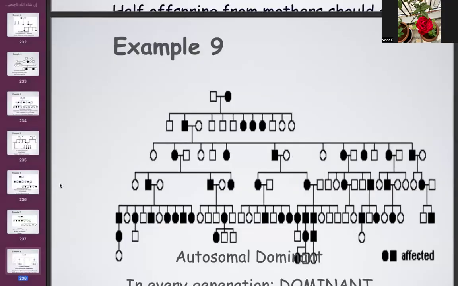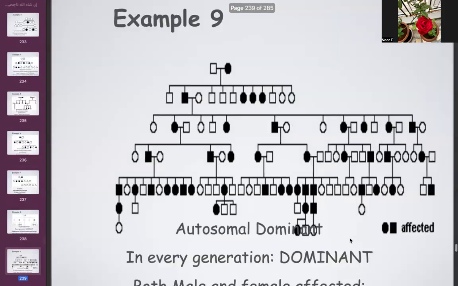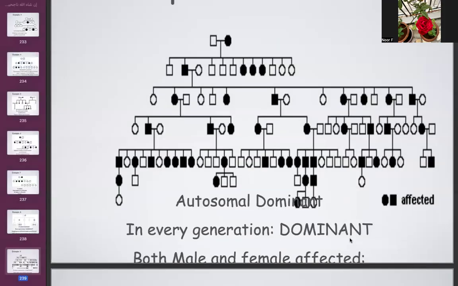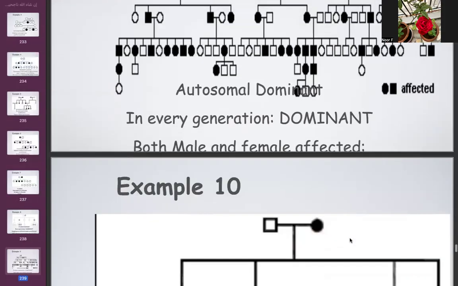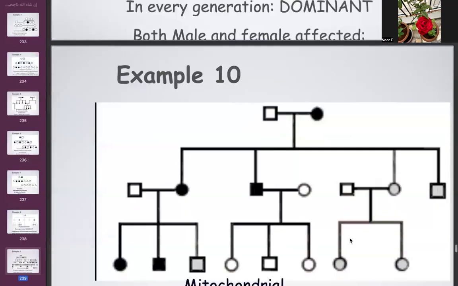Example 9. You can see that every generation is affected. There is no skipping of generations. The mother is affected, and males and females are almost equally affected. Every generation is affected, dominant, both male and female. Example 10.